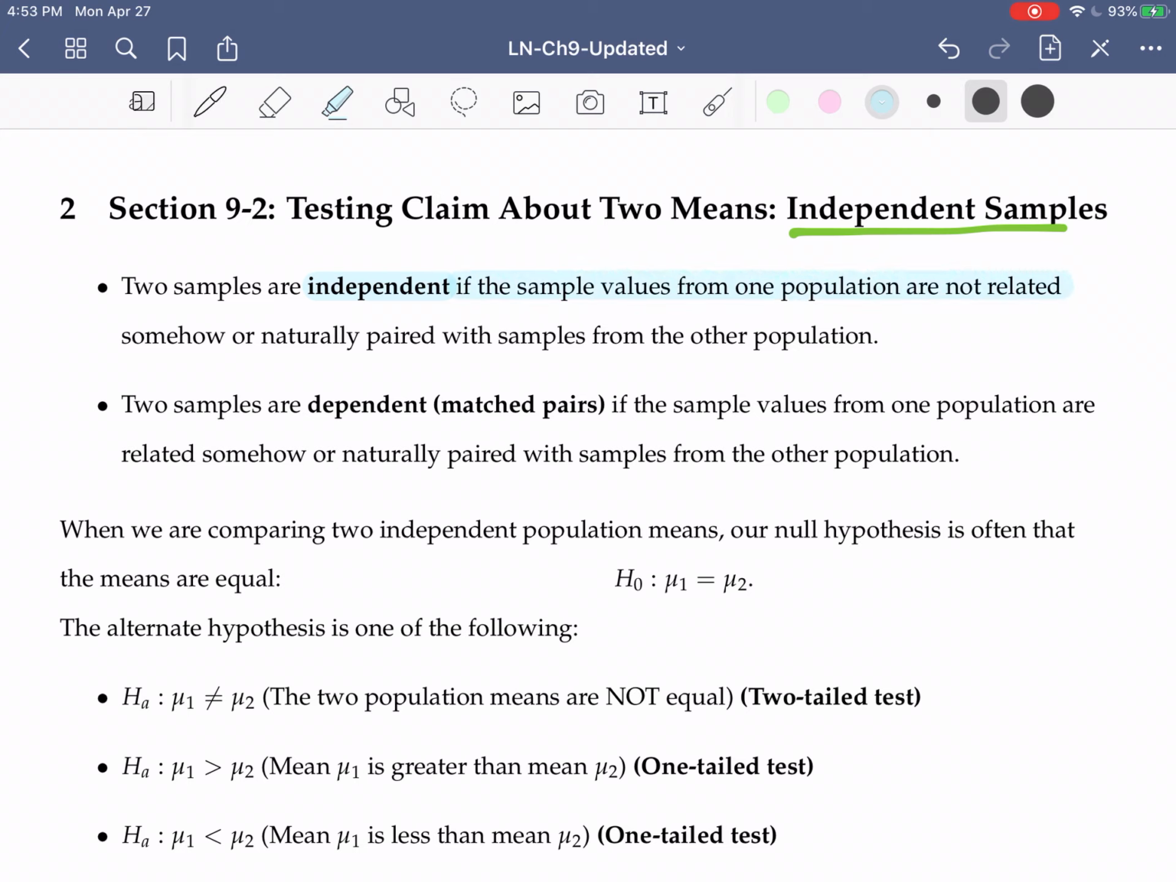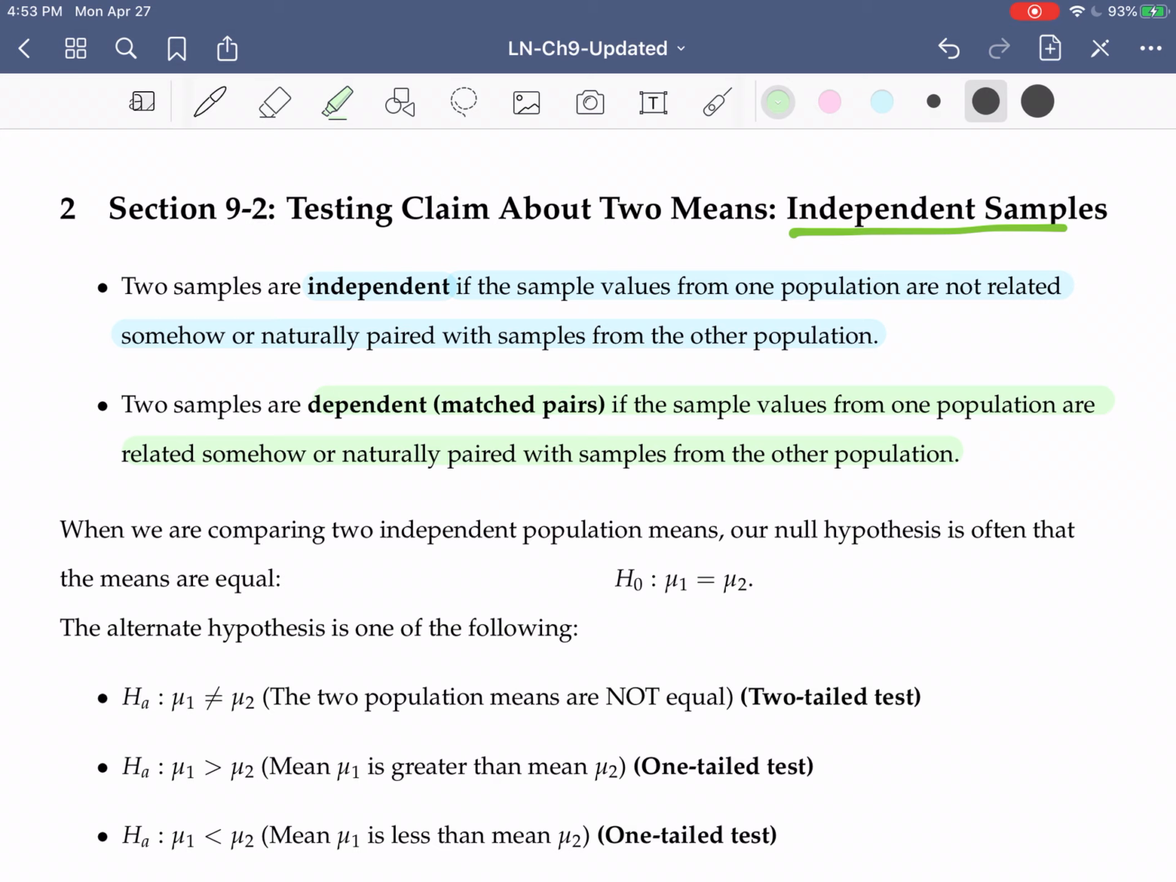So if they are not related somehow or naturally paired. This should be a natural pairing that we're looking for. Even if we can pair them up, even if we have the same number of items, if there's no particular reason why a value in the first population goes with a value in the second population, we would consider these independent. They are said to be dependent or matched pairs if they are related, if they naturally go together.